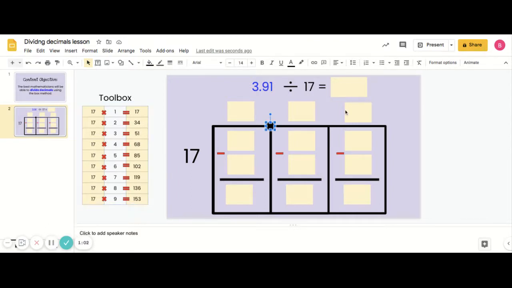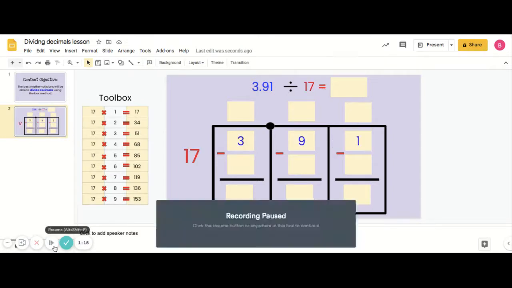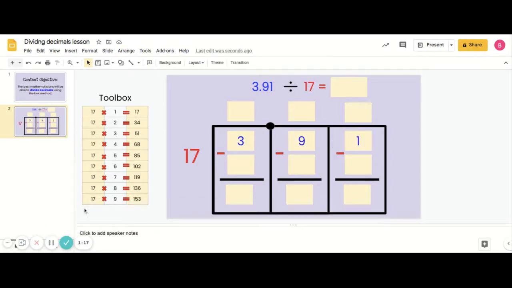The next thing that we are going to do is take our dividend and put it into our top boxes in each one of these rectangles. So we're going to put our 3 here, our 9 here, and our 1 here. We are going to now go ahead and divide this out just like what we did with whole numbers.